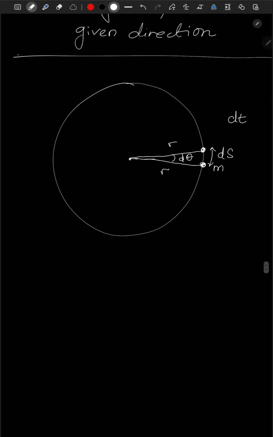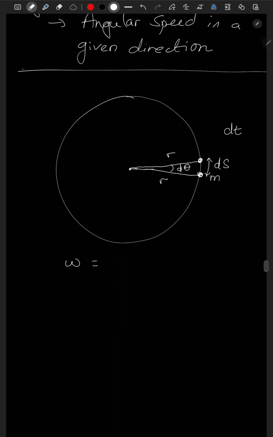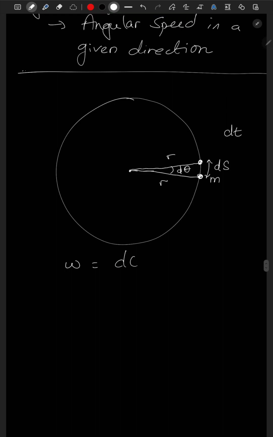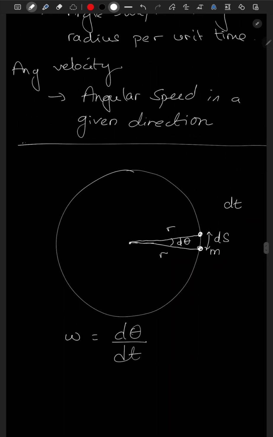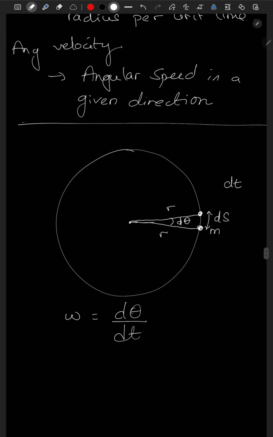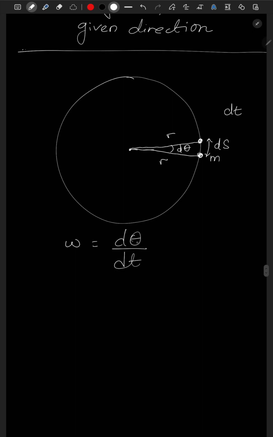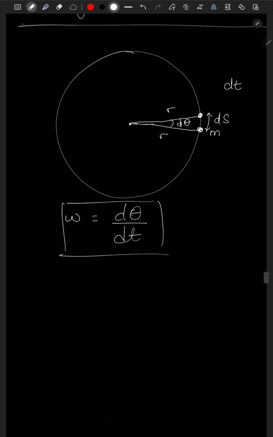So assuming this, now I can write omega, which is the angular velocity, to be d theta, the change in the angular displacement, divided by the change in time. Okay, it's just like this, but instead we have very small angular displacement and very small time. Now, this is another definition. So if you want to find angular speed at a point, you just differentiate the angular displacement with respect to time.